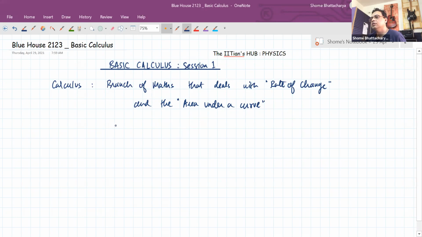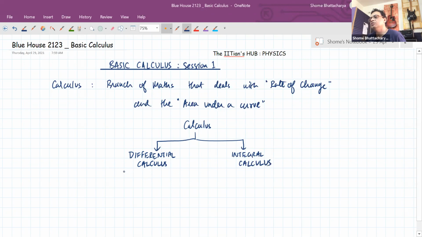Okay. So in fact, calculus is divided into two portions. Differential calculus, as you might have heard, and integral calculus. This is the one that deals with rate of change. And this is the one that deals with area under a curve. So just to give you an example of how this applies in physics.